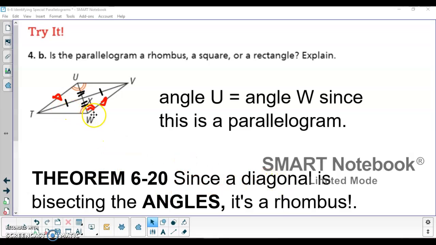All right. Another way you could prove that this angle here, which wasn't marked originally, is the same is by alternate interior angles. Because it's a parallelogram, you have parallel sides, and alternate interior angles are congruent.